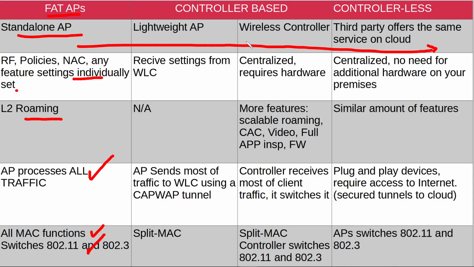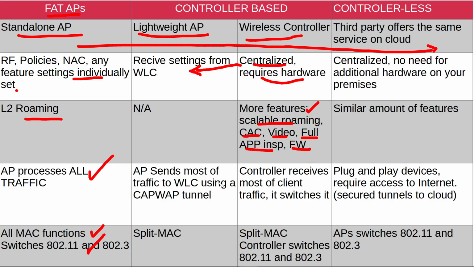Then came along the wireless controller solution that offered you a centralized solution, but you needed hardware in order to run this controller software. This will send new configurations into the access points that were known as lightweight access points. And this solution will offer you several features such as scalable roaming, seamless integration with Cisco Voice over IP, Cisco Video Solutions, full application inspection, enforcement of security policies, all done centrally.